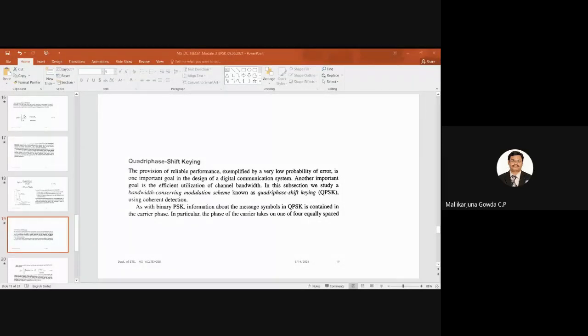The information, whether it is symbol 0 or symbol 1, is carried in the phase of the carrier signal, right? For symbol 1, it will be a cosine signal. For symbol 0, it will be minus cosine. Means 0 degree and 180 degree phase shift, right? So by looking at the phase of the carrier, I will be able to understand whether 0 is transmitted or 1 is transmitted. That is why it is called binary phase shift keying.